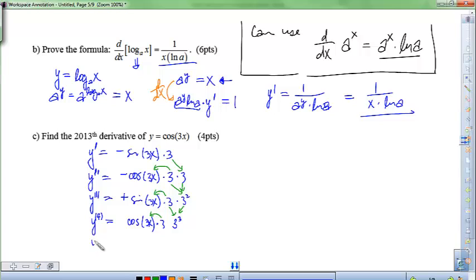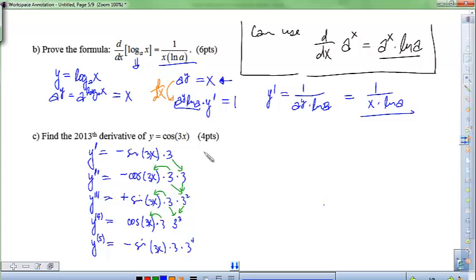And if we were to take one more, the derivative of cosine is negative sine 3x times 3 times 3 to the fourth that came from up there. So we see that this is now similar to this. This is similar to this. And so because of those similarities, we see that this is probably going to come up with a pattern.